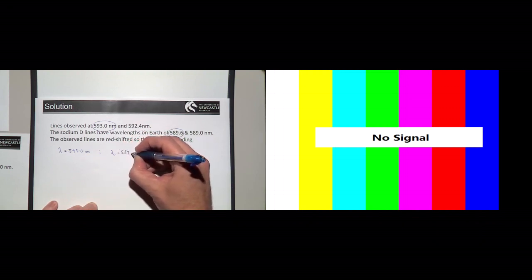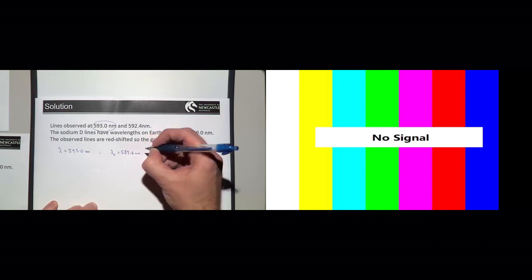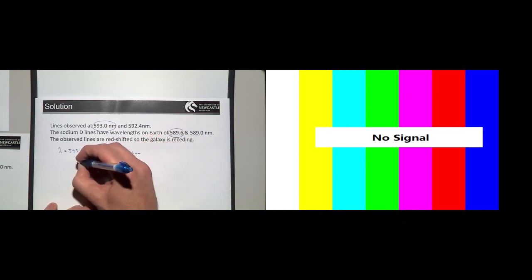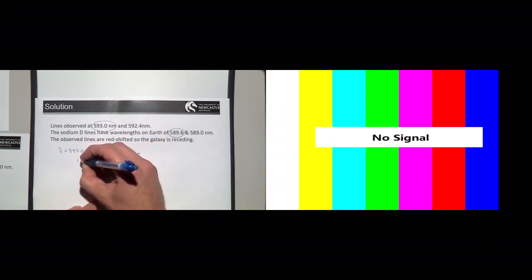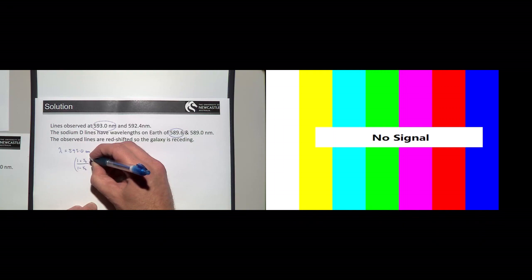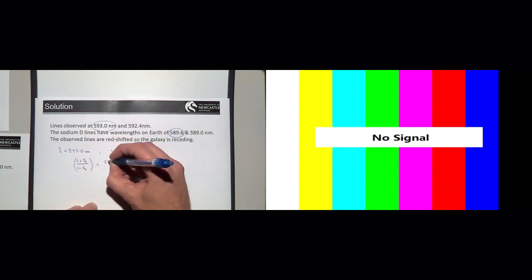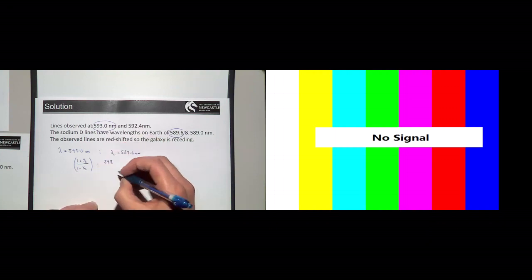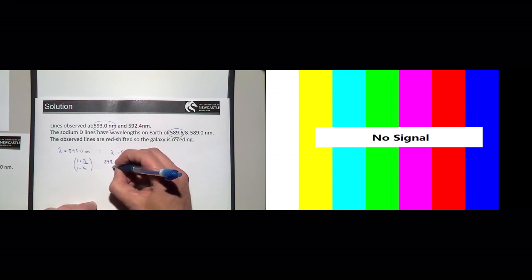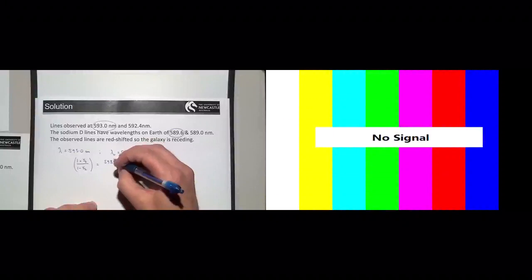That's 589.6. So then we're going to substitute into this formula. And I'm going to use the more complicated formula here, but you can check it, if you like, with the simpler formula that we're going to use in the tutorials, and you'll find that you get a very similar answer. So that should be lambda over lambda naught, squared, equals 1 plus v over c, over 1 minus v over c.